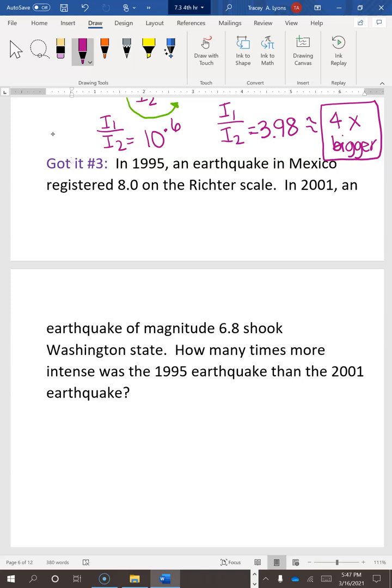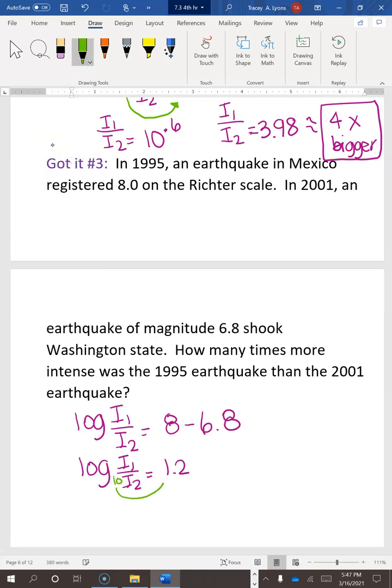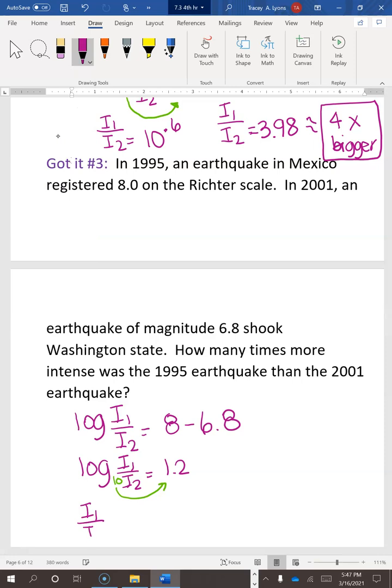So we'll start out with the same formula on this one. Log I1 over I2. We're going to take the magnitude of the first one minus the magnitude of the second one, and we get 1.2. Remember that there's a 10 right here that gets swung over when we rewrite, and it becomes I1 over I2 equals 10 to the 1.2. We do a little simplifying, and we get about 15.8, which is 16 times stronger.